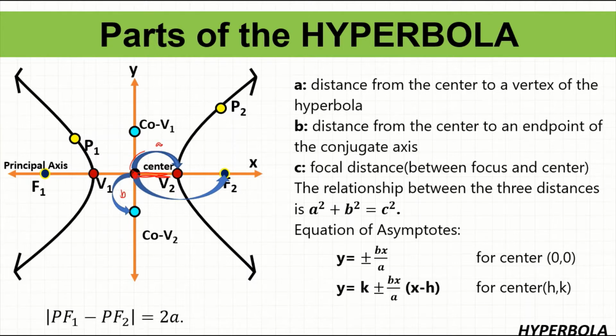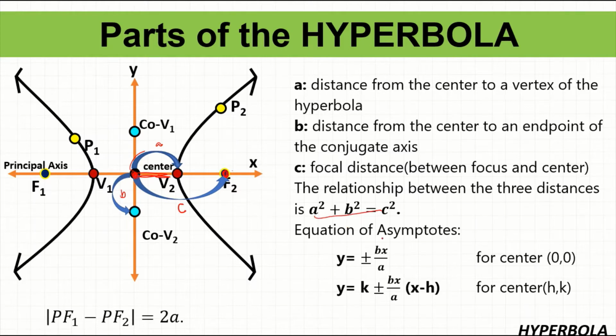And C is the focal distance, the distance between the center and the focus. So this is our focus and the center. We are going to represent the distance of this as C. So the relationship between the three distances is a squared plus b squared equals c squared, which we will use later.